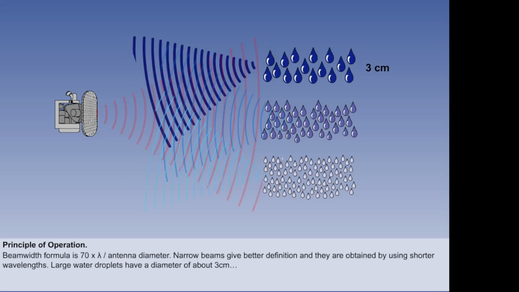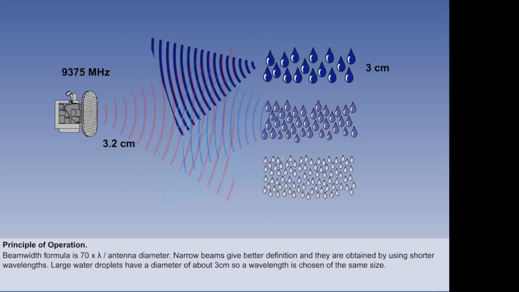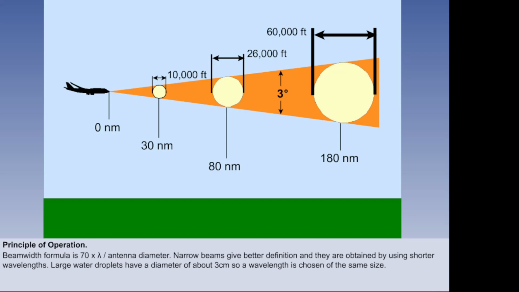These have a diameter of about 3 centimeters, and so the ideal wavelength is the same size. A typical frequency used is 9375 MHz, which produces a wavelength of 3.2 centimeters. A higher frequency would produce returns from smaller droplets, whereas a lower frequency would fail to produce sufficient returns to highlight the area of turbulence. Here, we see the coverage for a 3-degree beam at various ranges.